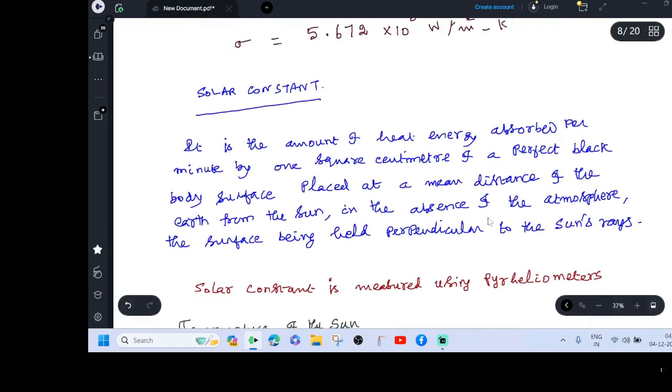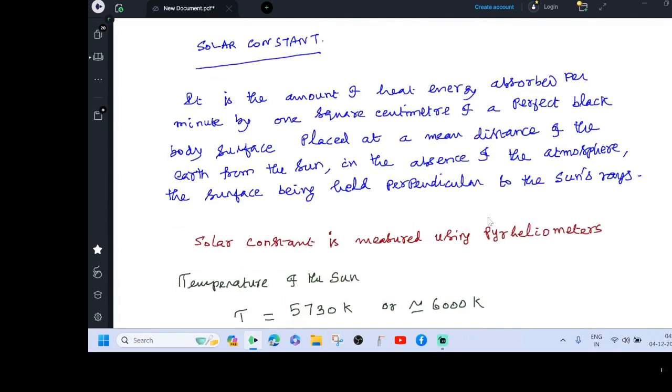And this is the definition for solar constant. It is the amount of heat energy absorbed per minute by 1 square centimeter of a perfect black body surface placed at a mean distance of the Earth from the Sun in the absence of the atmosphere, the surface being held perpendicular to the Sun's rays.